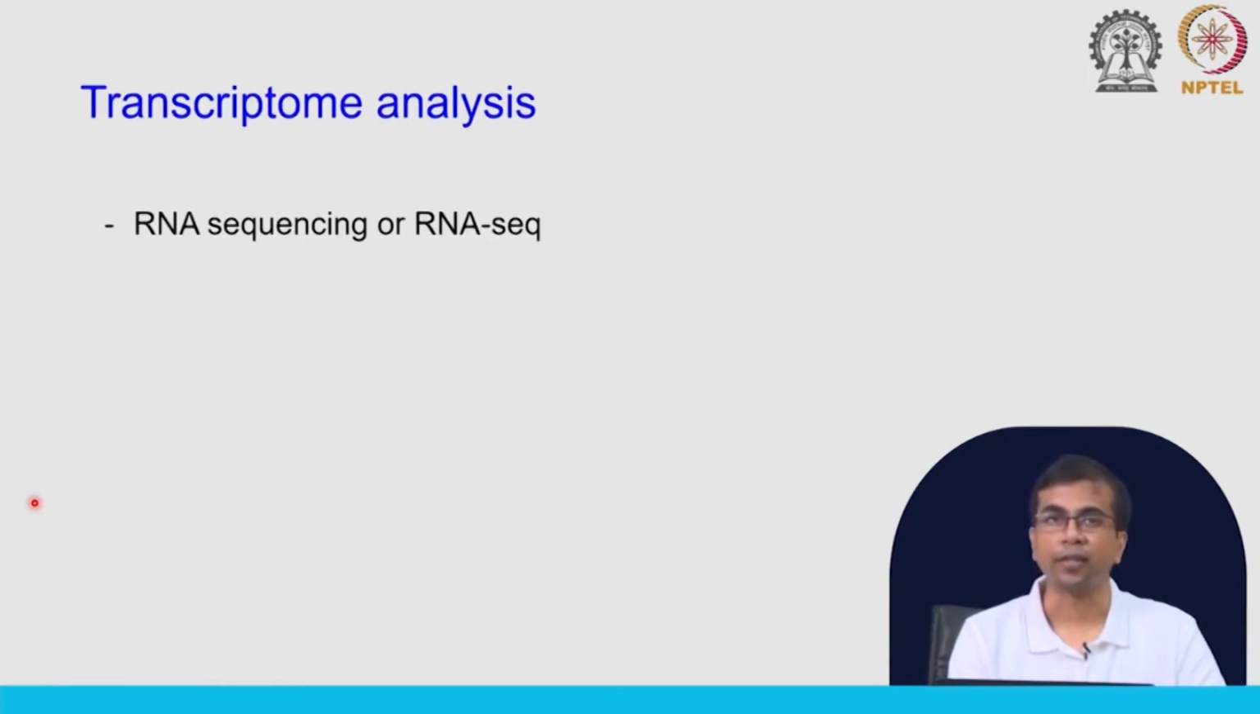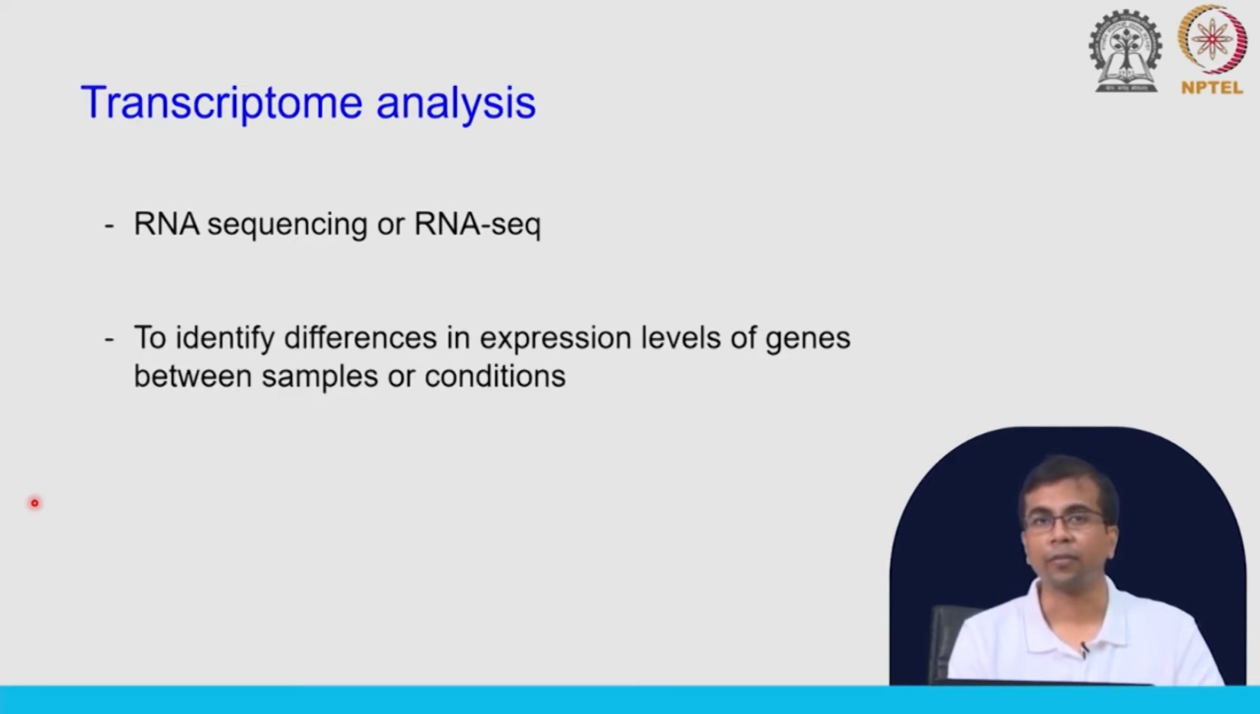So, transcriptome analysis is also called RNA sequencing or RNA-seq, even though sometimes we are not directly sequencing RNA, as we will see in some of these methods. And most of these experiments are done to identify difference in expression levels of genes between samples or between different conditions. So, it could be disease versus healthy, or it could be some sort of treatment that is given to certain samples, and you want to compare treated versus untreated samples. Okay, so, these are the main goals of transcriptome analysis, and we used to do them using microarray earlier.